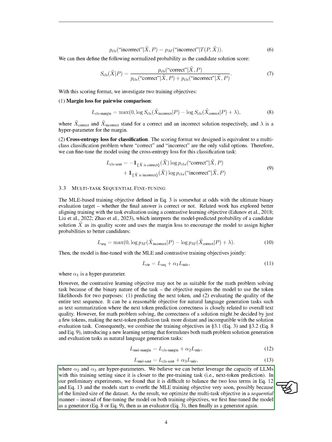In our preliminary experiments, we found it challenging to balance the two loss terms in the multitask objective. As a result, we decided to optimize the multitask objective in a sequential manner. We first fine-tuned the model as a generator, then as an evaluator, and finally as a generator again.